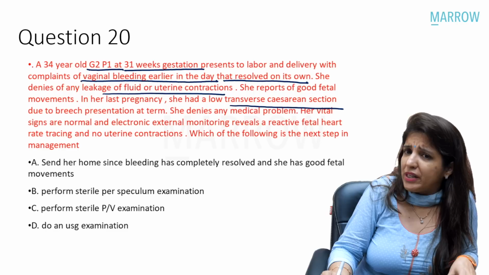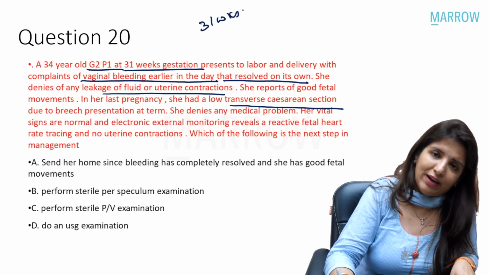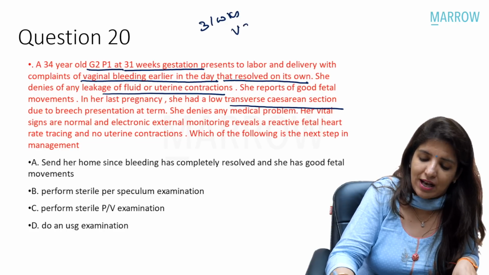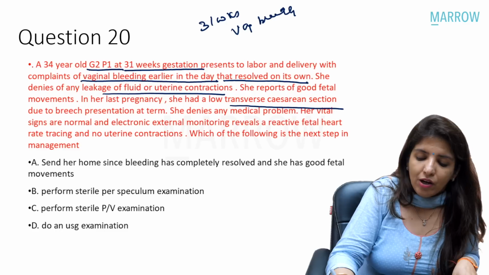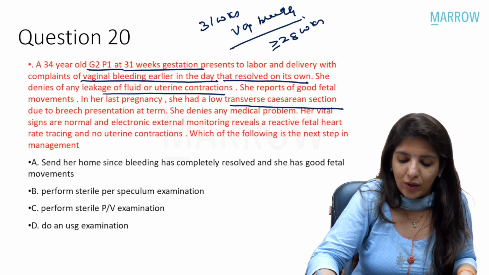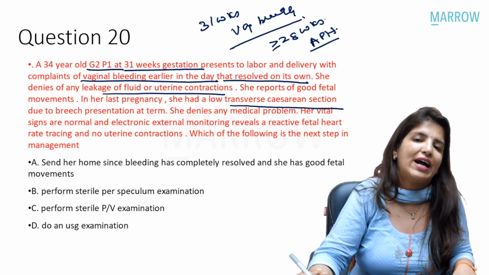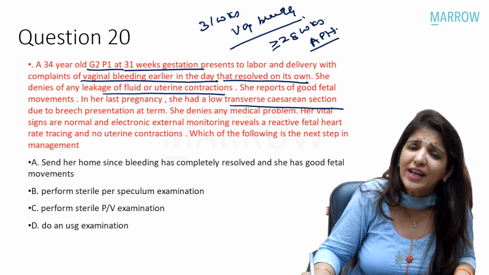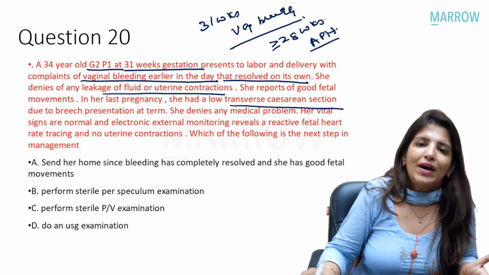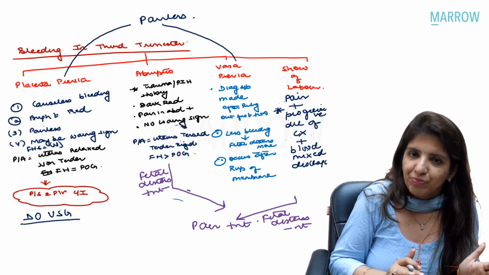Now, before we decide the next step in management, this is a patient who has come to you at 31 weeks of pregnancy and she is saying that earlier in the day she was having vaginal bleeding. Whenever a patient comes to you at more than or equal to 28 weeks with vaginal bleeding, that means it's a case of antepartum hemorrhage. And in antepartum hemorrhage, 3 conditions are included. Number 1, placenta previa. Number 2, abruptio. Number 3, vasa previa. Right?